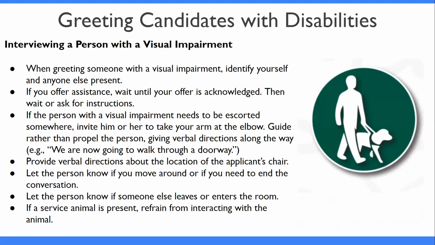Interviewing a person with a visual impairment: when greeting someone with a visual impairment, you want to make sure you identify yourself and anyone else that's present. You offer assistance, but wait until your offer is acknowledged, and then wait or ask for instructions. This is a really big one. It's going to come up again later on as well.